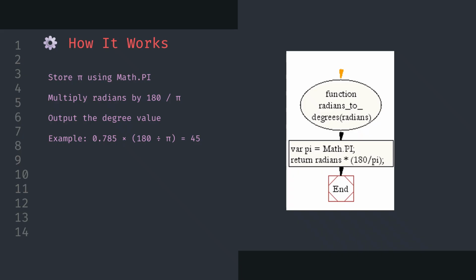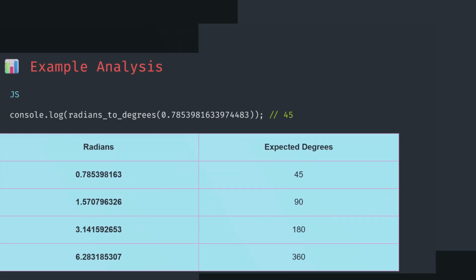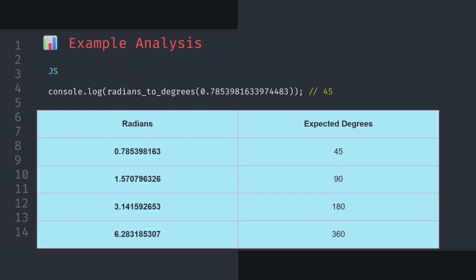Let's try a few more examples together. Check out these examples. They confirm our formula is spot on. A radian value of approximately 0.785 maps exactly to 45 degrees, and so on. We verified the conversion is accurate, even for a full circle. Now, let's take a look at where this applies in real projects.